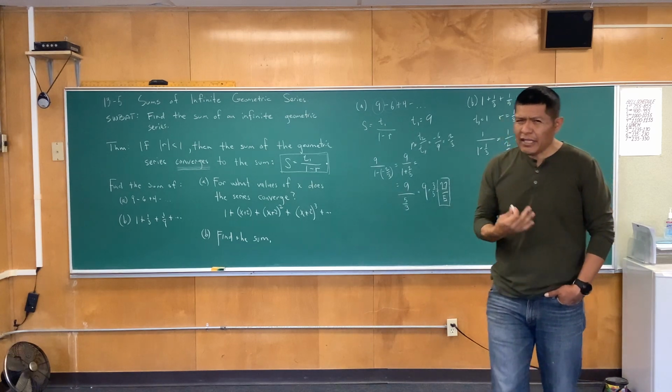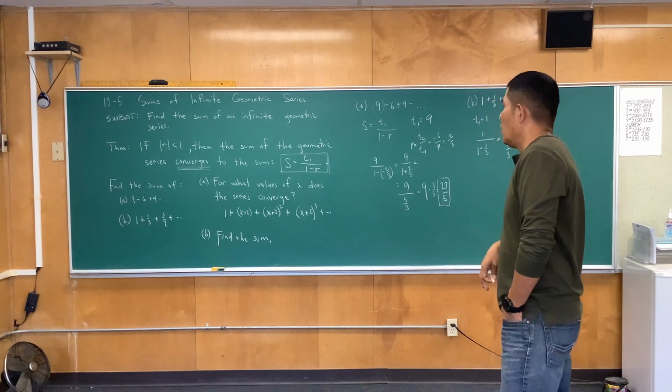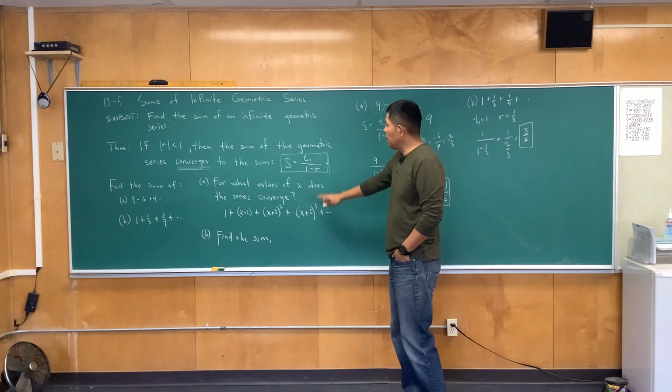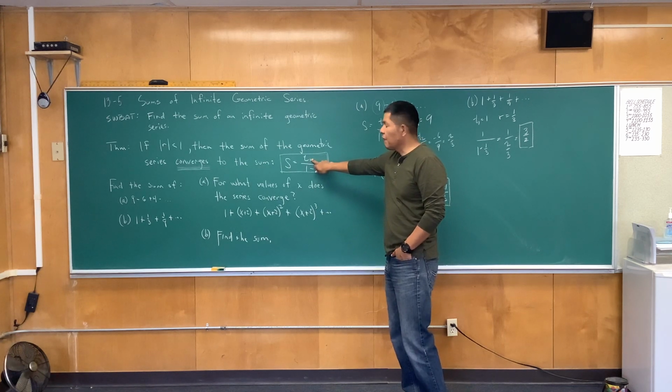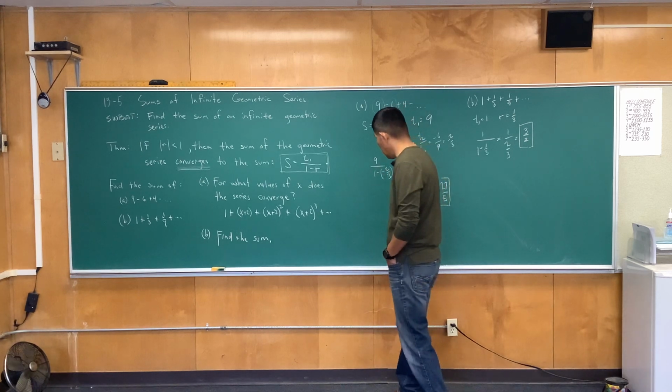So when we're finding sums of infinite geometric series, all we're going to do is use this formula here, making sure we understand how to find T1 and how to find r. It's pretty simple.